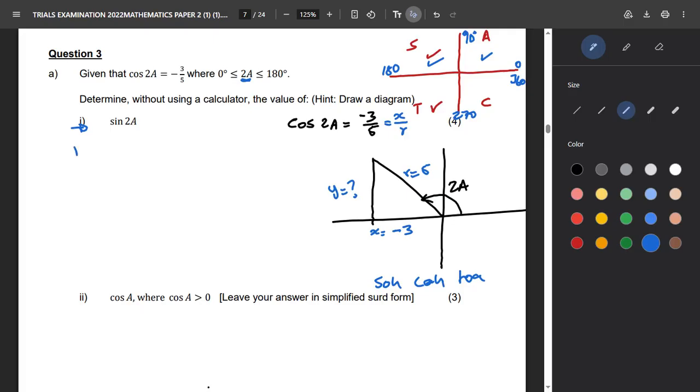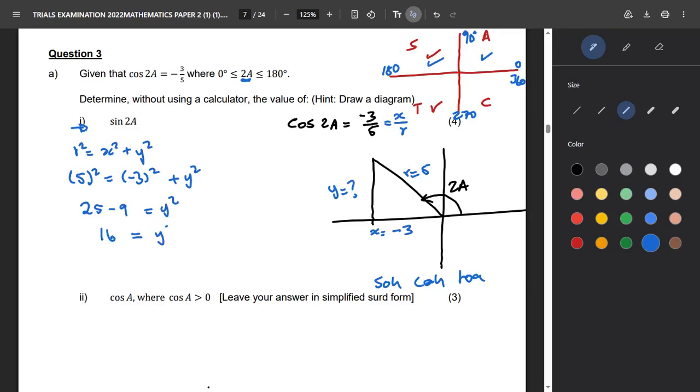When I say r squared, it's equal to x squared plus y squared. Then where there's r, I'm going to put 5. This is 5 squared. And then x, it's minus 3 squared, and then plus the value of y. What is your y? It's what you are looking for, right? So 5 squared, that's 25. Then minus 3 squared, that's 9. So this will be 25 minus 9, which equals y squared, which is 16.